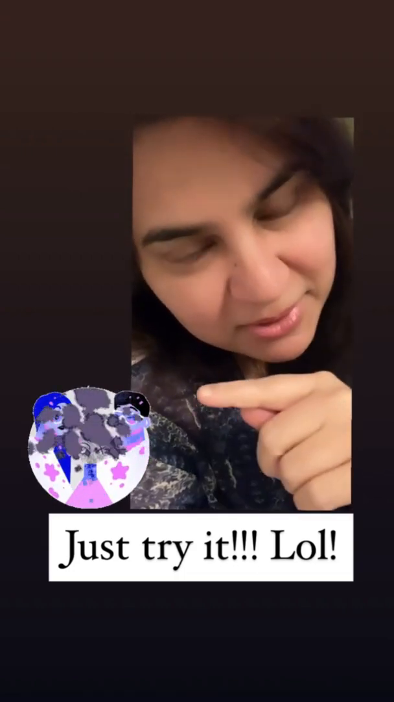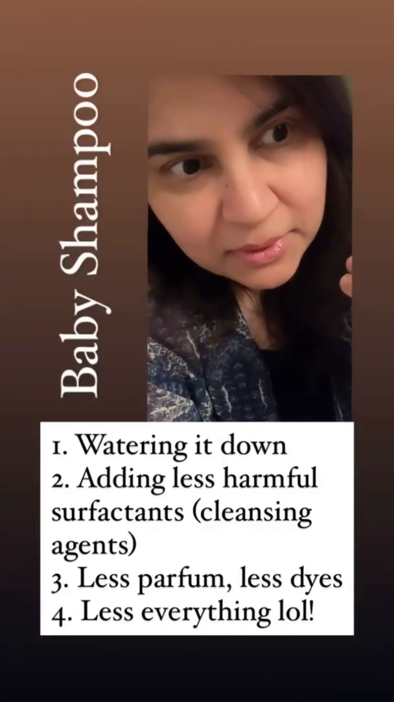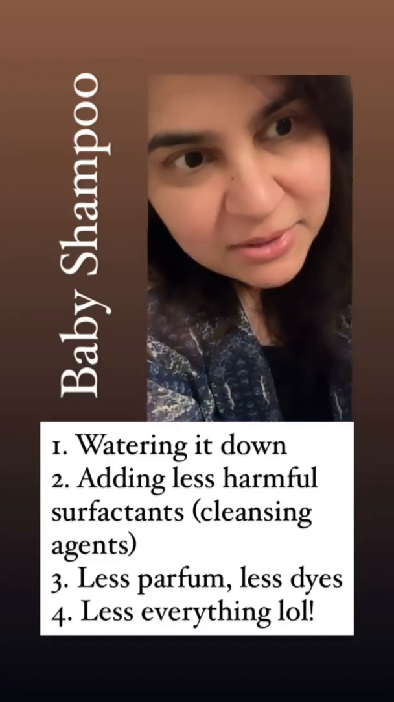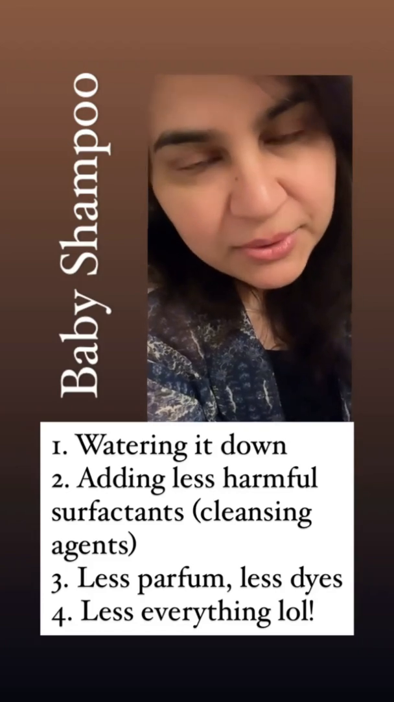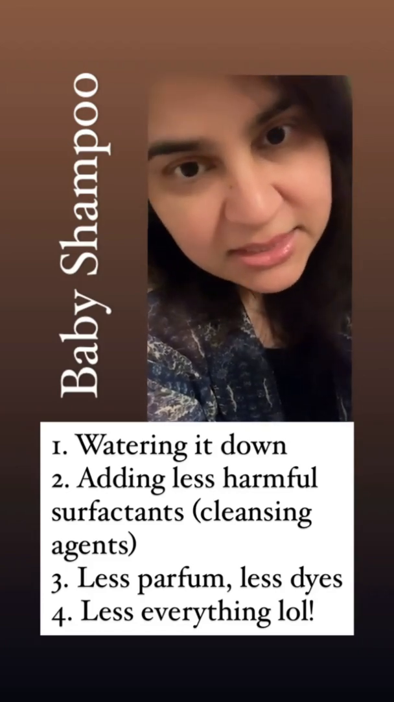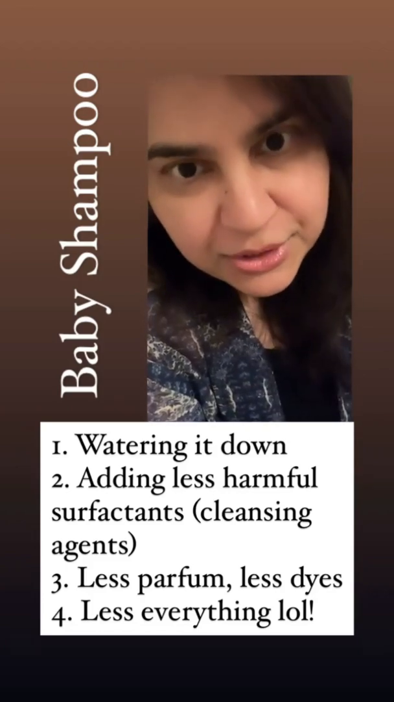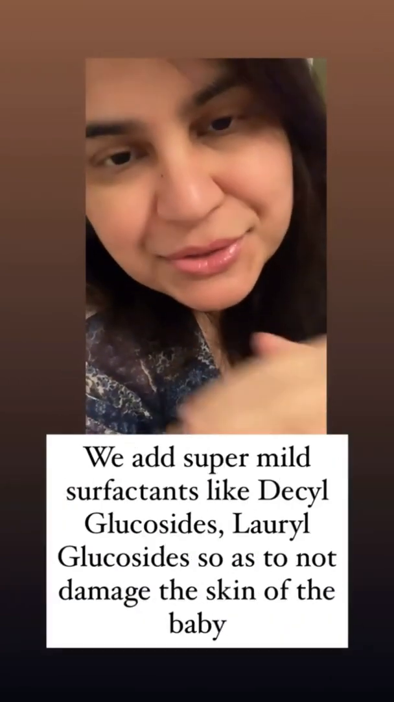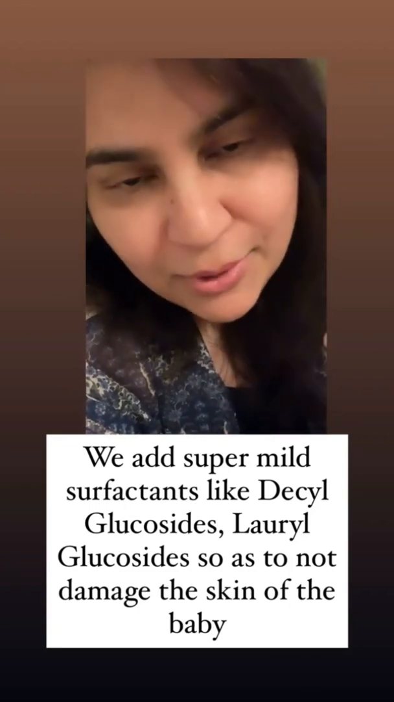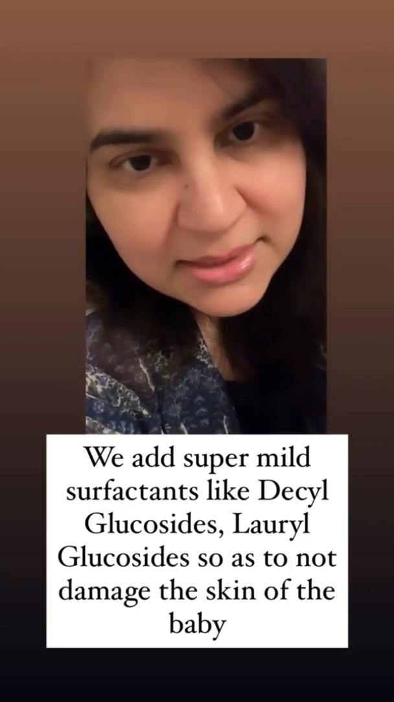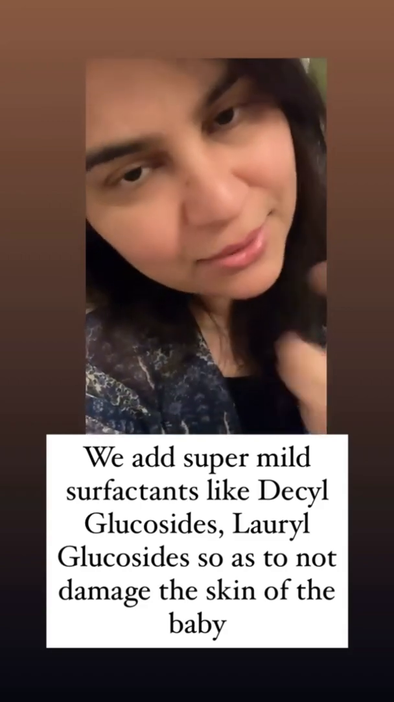So a baby shampoo, and you're going to learn from the following slides, is different because we are watering it down. We really dilute it, so there's about 80-90% water. So it's really watered down. Surfactants are the things that remove grime and dirt, and they're reducing surface tension on your hair. So they're picking up the oil and some water-soluble grime, and they're washing it away.